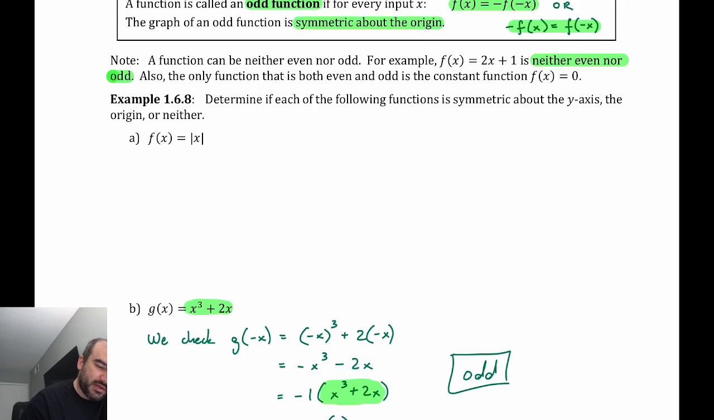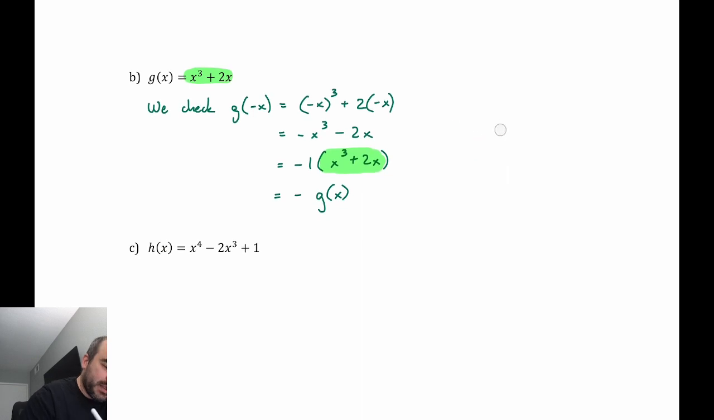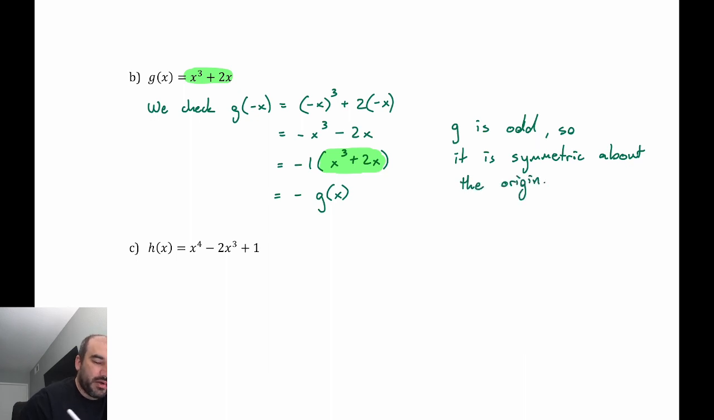Is that what the question was asking for? Kind of. It didn't say it that way, so we should probably say g is odd. So it is symmetric about the origin. We could just shorthand that and say g has origin symmetry.